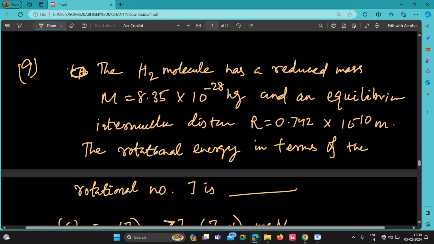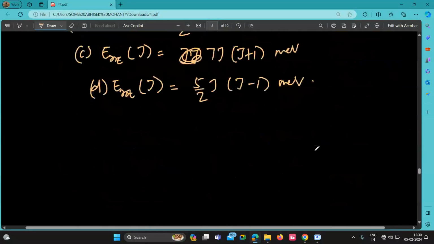The H2 molecule has a reduced mass m equal to this and an equilibrium internuclear distance r equal to this. The rotational energy in terms of the rotational number J is, okay. This is one of the easiest questions. Mass is given, r is given, J is asked.